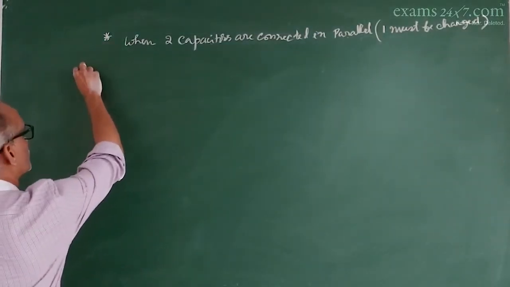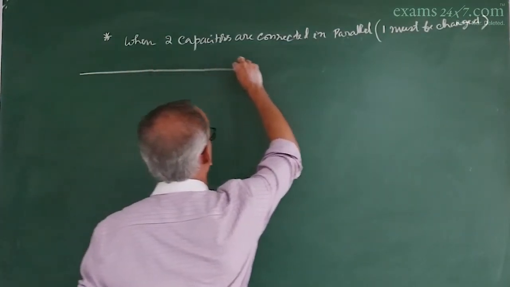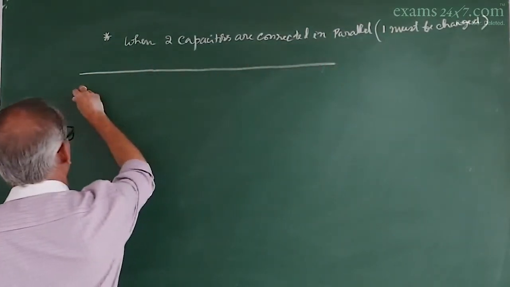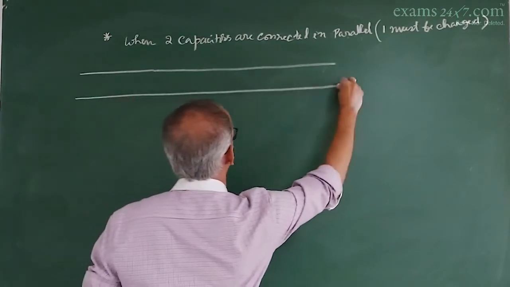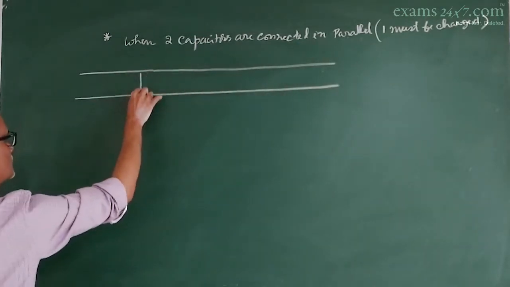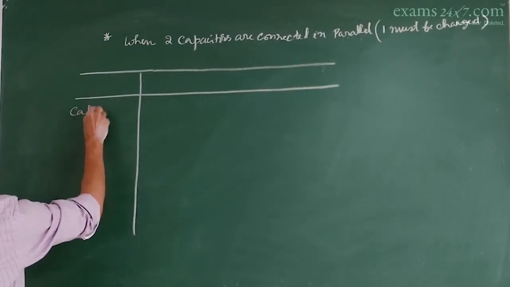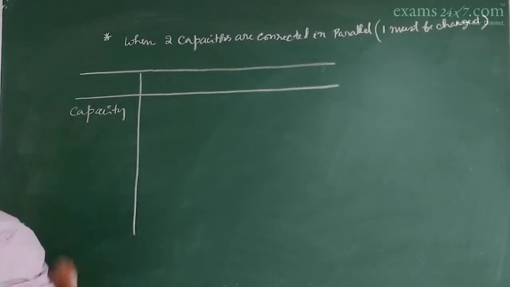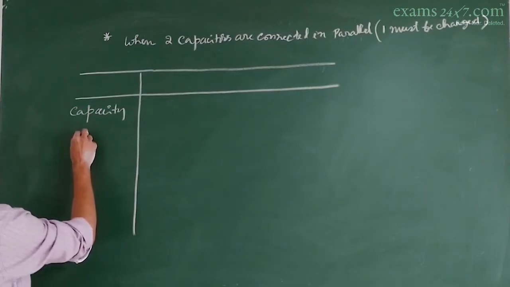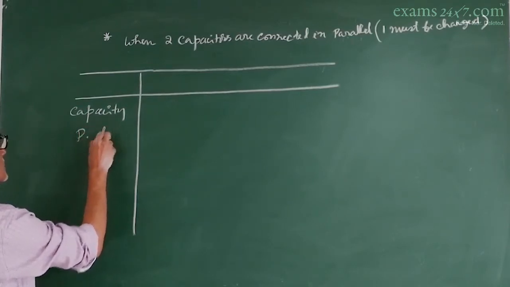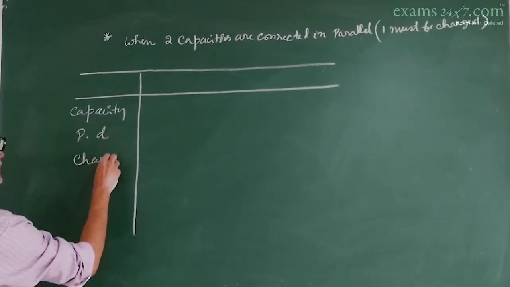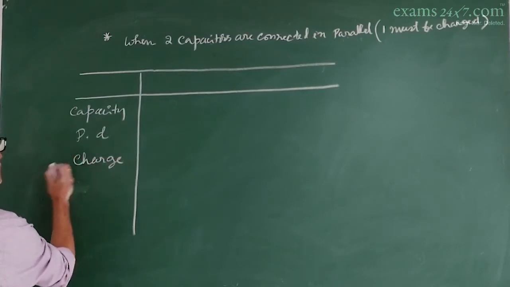Now, what happens when two capacitors are connected in parallel? First, let me write here the quantities that we are going to learn: one, the capacity, then the potential difference, then the charge, and then the energy.